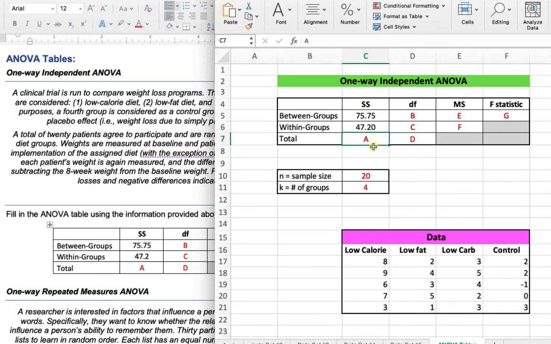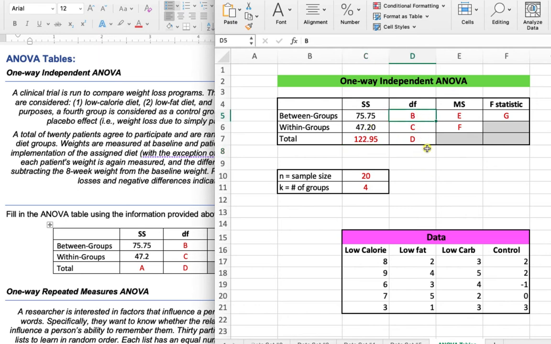From here, we can start calculating the different components of our table. So the total sum of squares is just the sum of the between and within group sum of squares. So we can just put equals sum and add those two together.